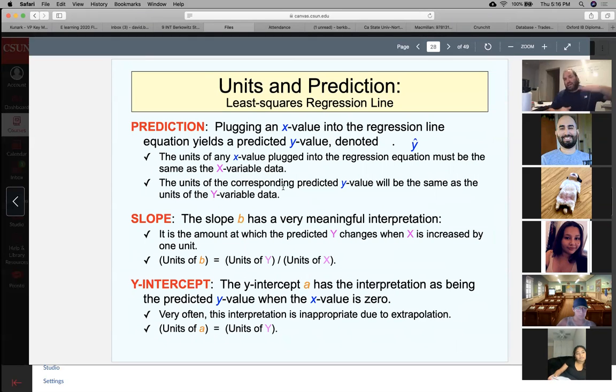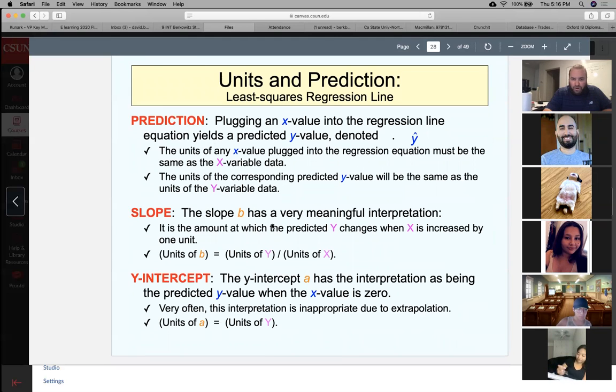The whole point of the best fit line is to be able to predict y values for x values that maybe you don't have a y value for, or even if you do, you want to predict it. Just be careful. Don't go outside the data. Extrapolation, bad. Very bad.